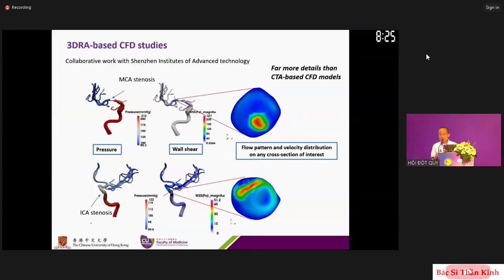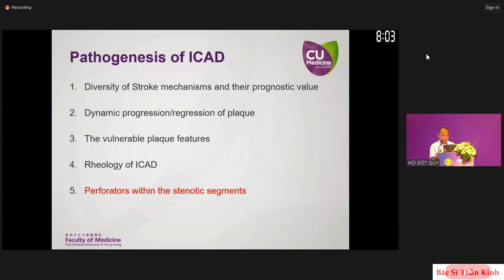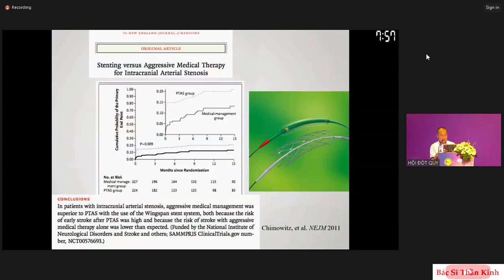And with three-dimensional rotational angiogram, we can actually have a more well-calculated assessment in terms of the flow pattern and also velocity distribution in these patients. And you can see, we can even measure the shear stress for the plaque, which may predispose the patient to clinical recurrence. So the last feature will be the perforators within the stenotic segment.